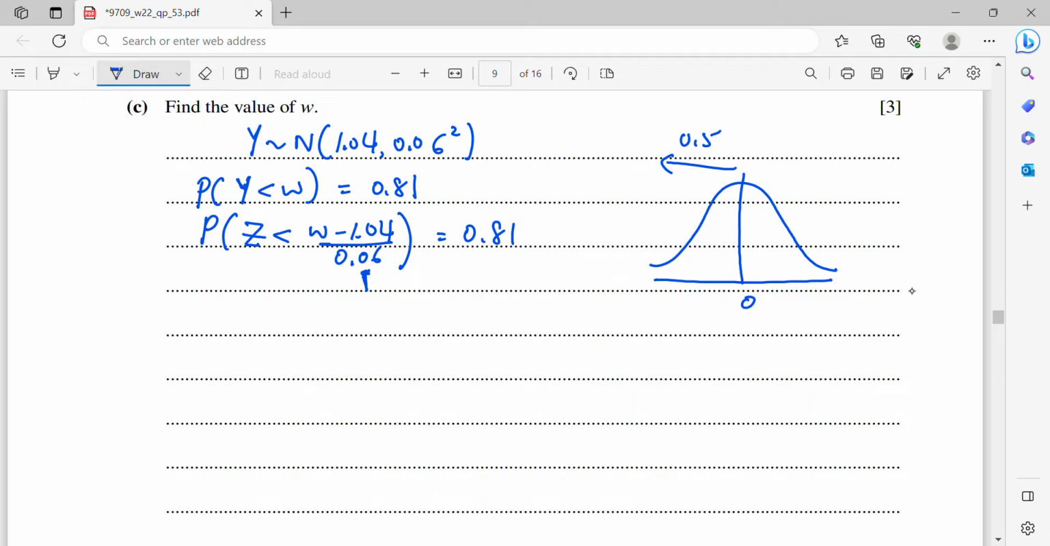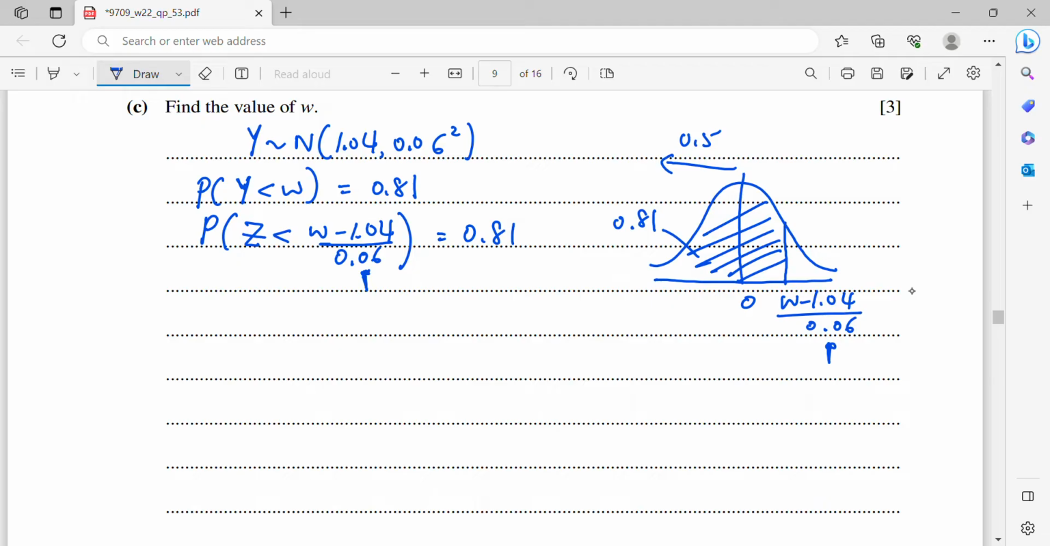But now you are given 0.81. That means the line should be on the right side, so that we will have a bigger region. Then the probability will be bigger. Okay, so here is (W minus 1.04) over 0.06, and this probability is 0.81. So this is how we decide where the Z value is. Since the Z value, which is (W minus 1.04) over 0.06, is on the right hand side of 0, that means it's positive. And now the region 0.81 is towards the left hand side.